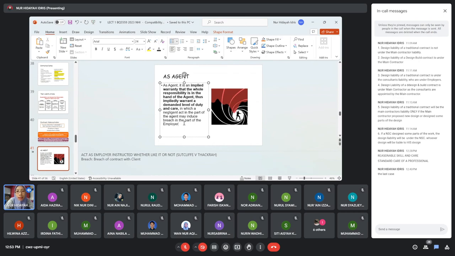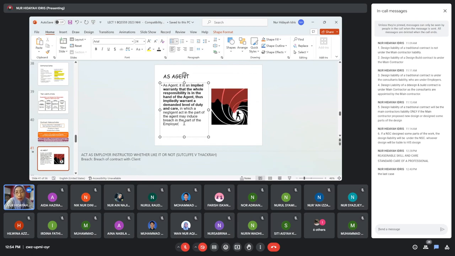Alright, so dah memang implied warranty, implied obligation, responsibility in the hands of agent. So sepatutnya dia kena tahu yang dia patut biarkan agent dia exercise dia punya responsibility dan obligations accordingly lah. Okay, sebab bila dia dah lantik, sepatutnya based on trust and based on responsibility yang mengatakan orang itu capable untuk act as agent kepada employer.